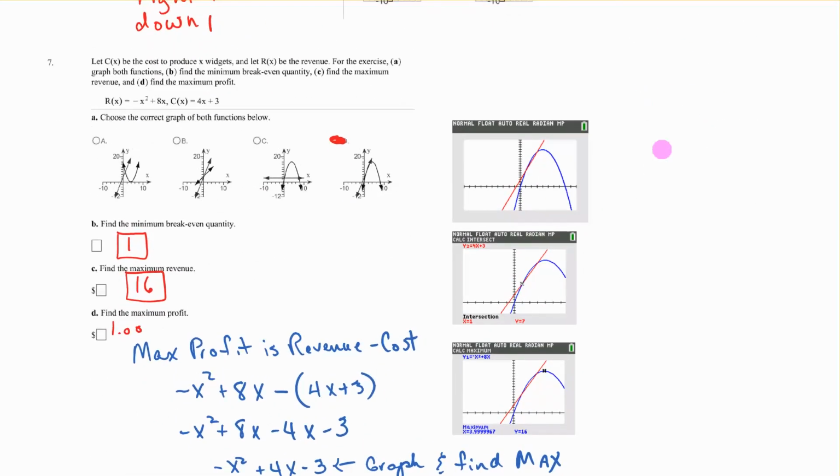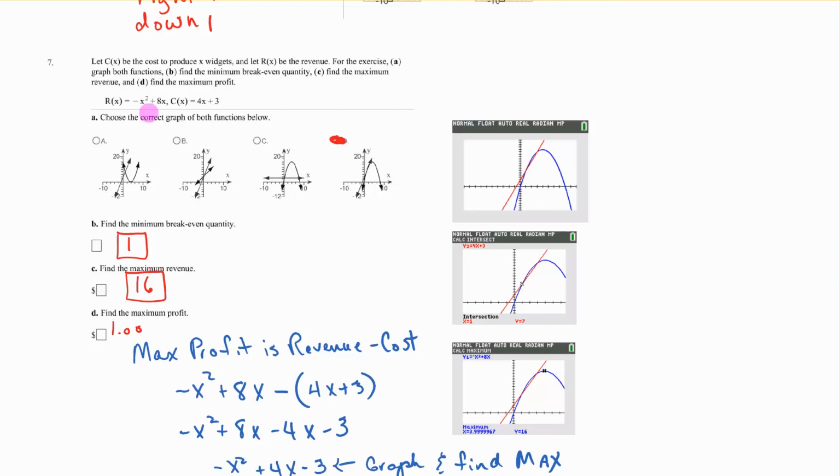All right, number 7, let C of x be the cost to produce x widgets and R of x be the revenue. For this exercise, graph both functions, find the minimum break-even, and find the max revenue and max profit. So this is a business application of what we're talking about.